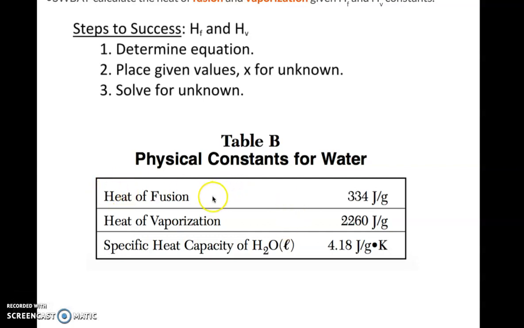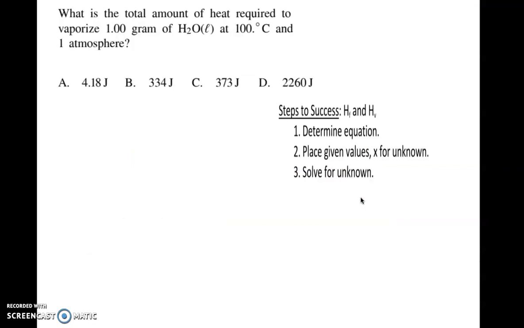The constant for heat of fusion is going to be 334 joules per gram, and the constant for heat of vaporization is going to be 2,260 joules per gram. And we're going to understand how to use these constants and these formulas with the next 3 examples that I'm going to go over.